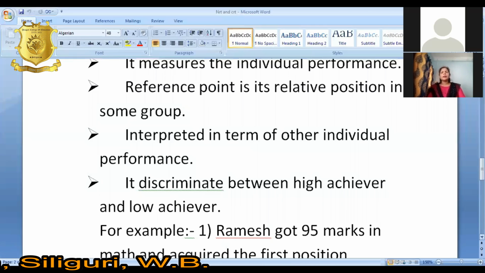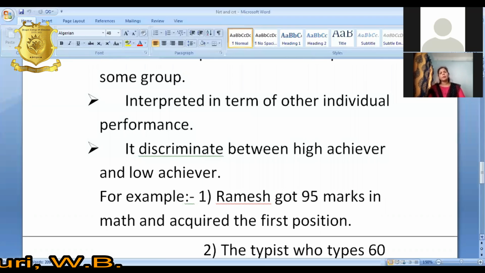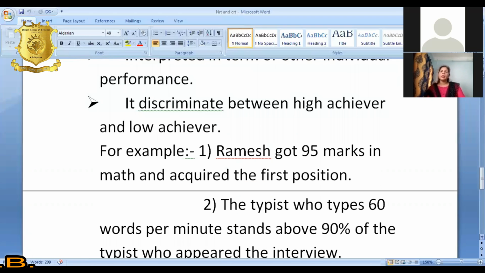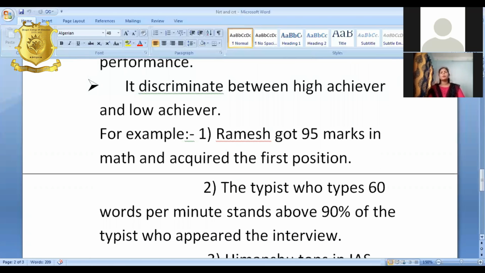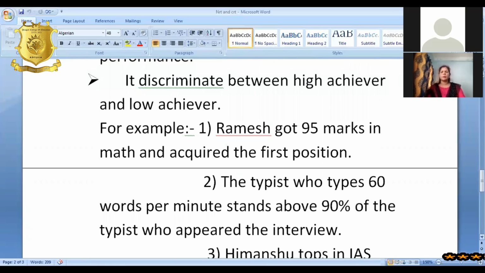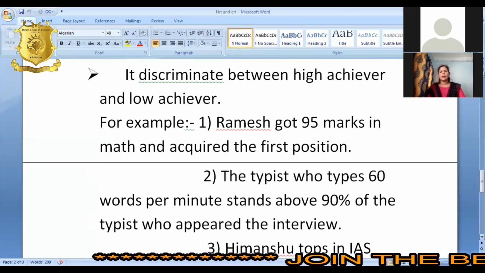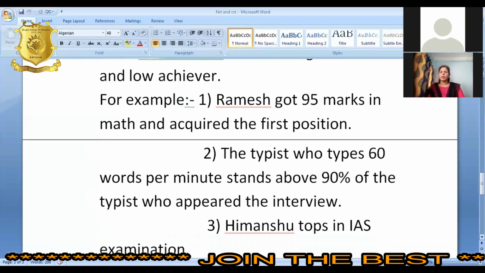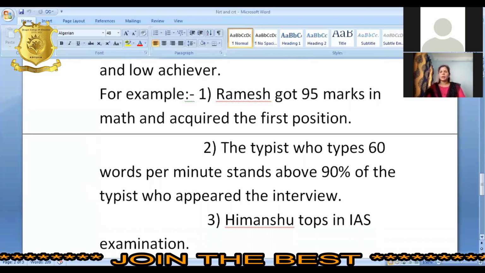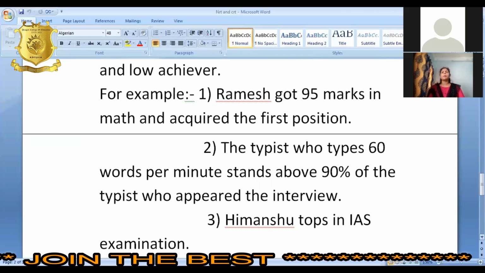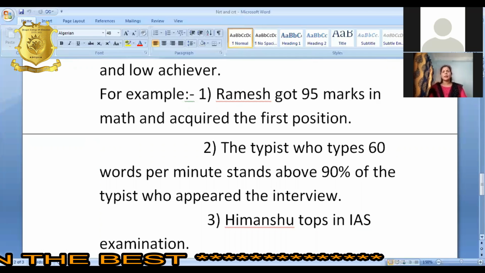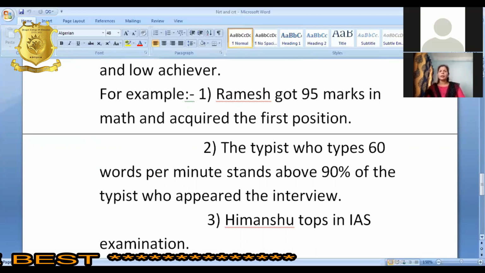NRT discriminates between high achievers and low achievers. If you know the position, then you can find out the high achiever and the low achiever. It also discriminates between the homogeneous group and the heterogeneous group. Now we'll discuss the different examples of NRT. The same example we will discuss in NRT. The first example, in the CRT we discussed that Ramesh got 95 marks in math. That is the CRT example. But in case of NRT, the same example is like this: Ramesh got 90.